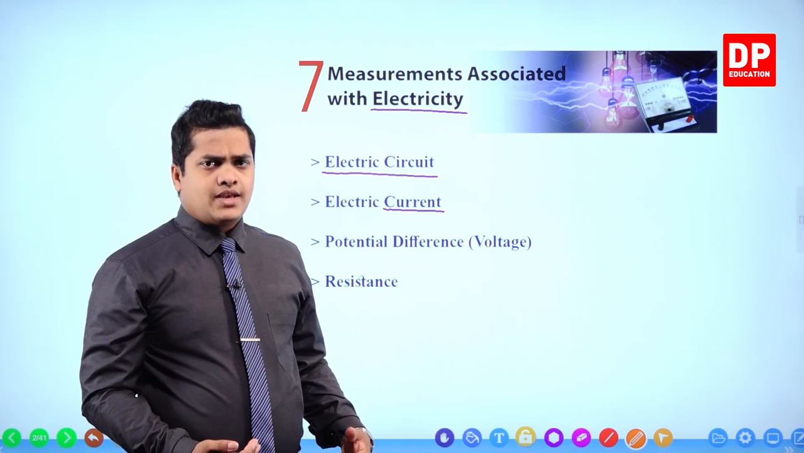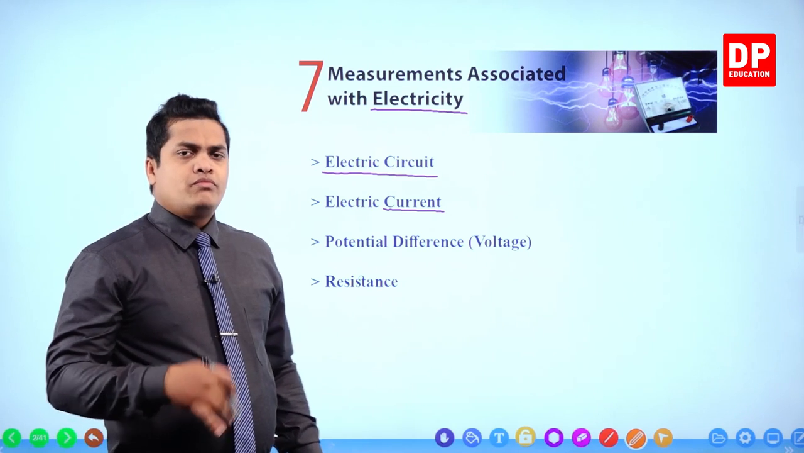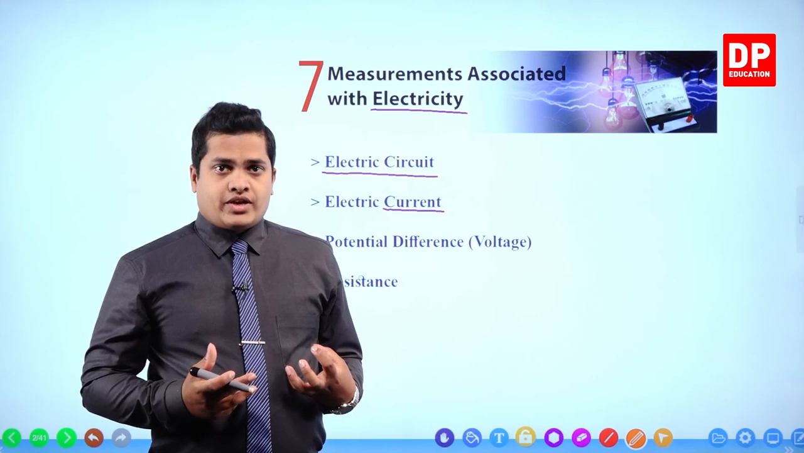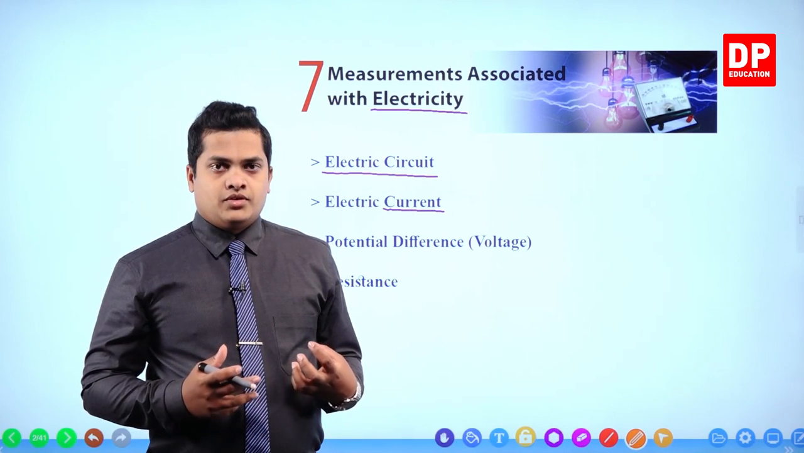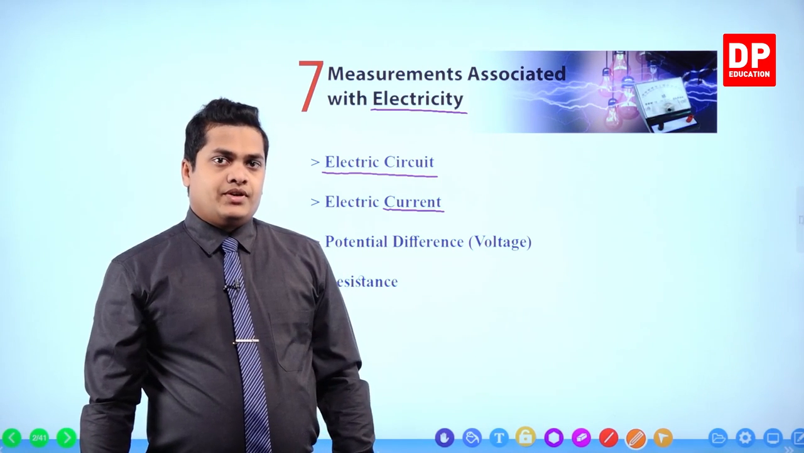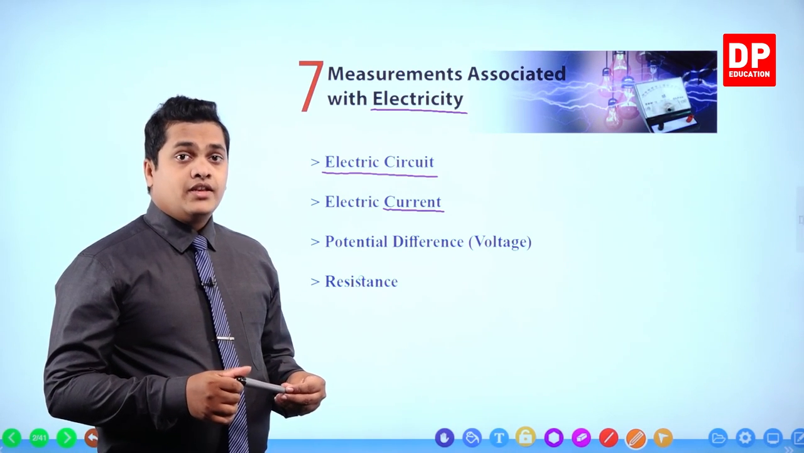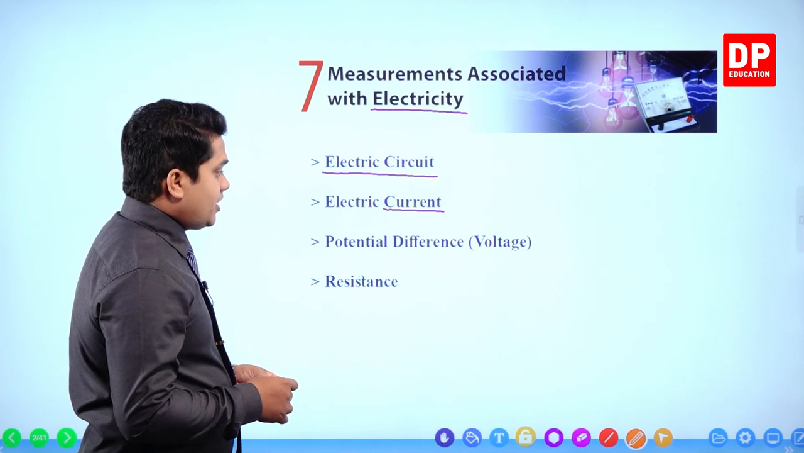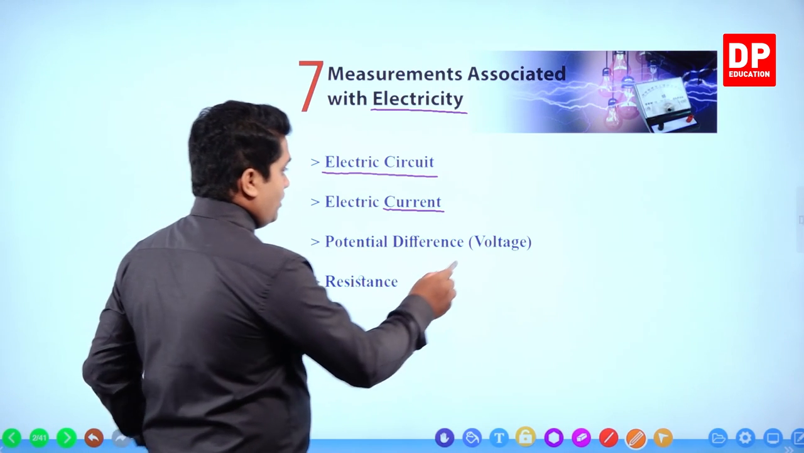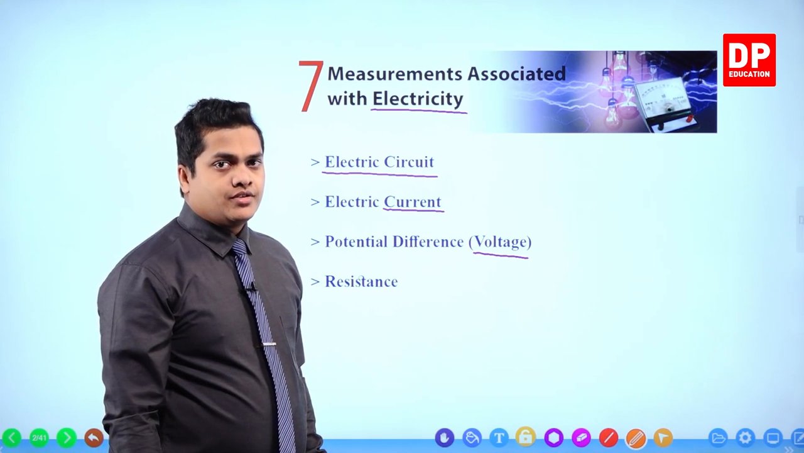So in the second step, we'll be studying about what we mean by an electric current. How to measure electric current? What kind of an instrument do we use to measure electric current? Those things will be discussed in the second step. Okay. So the third main chapter is all about the potential difference, or it's also referred to as the voltage. Potential difference or the voltage.